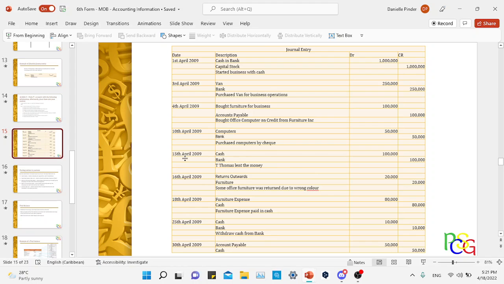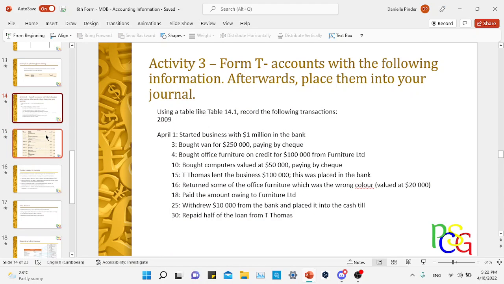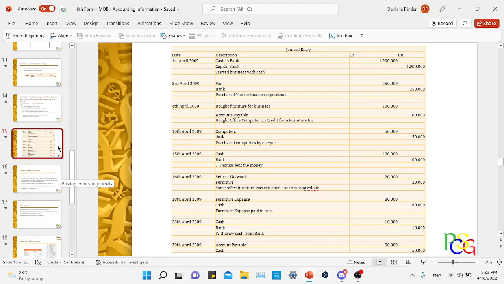From the 19th, remember that Thomas had loaned us $100,000, and we divided that by half, we get $50,000. So I hope you guys now understand everything and understand why this is the way that it is.